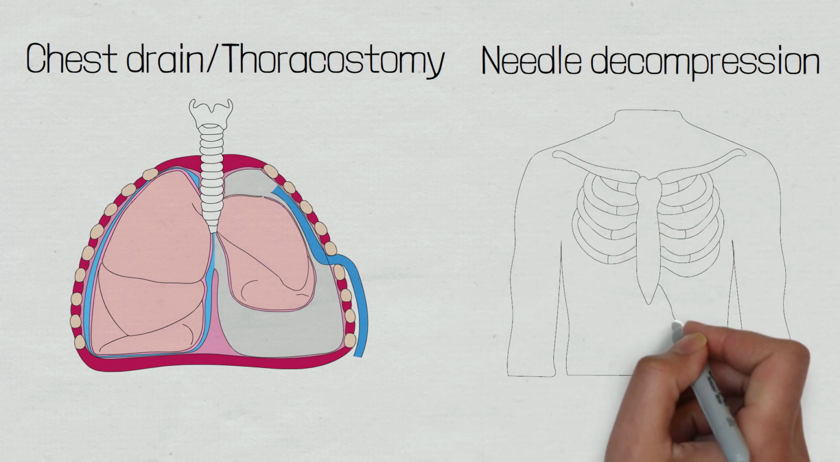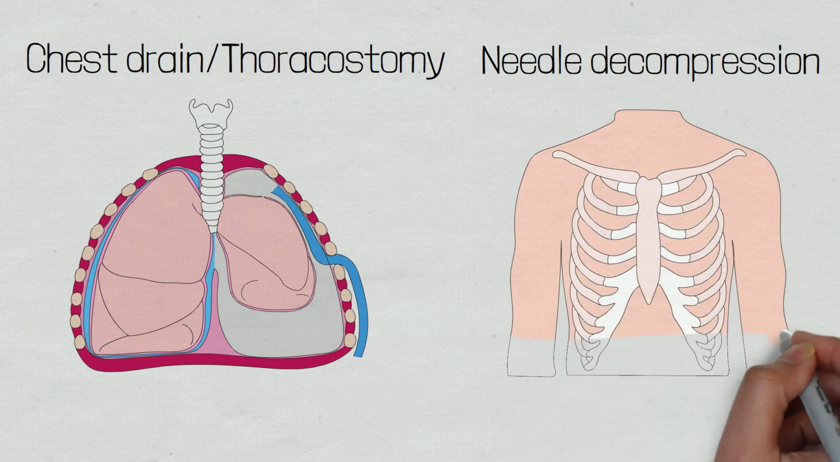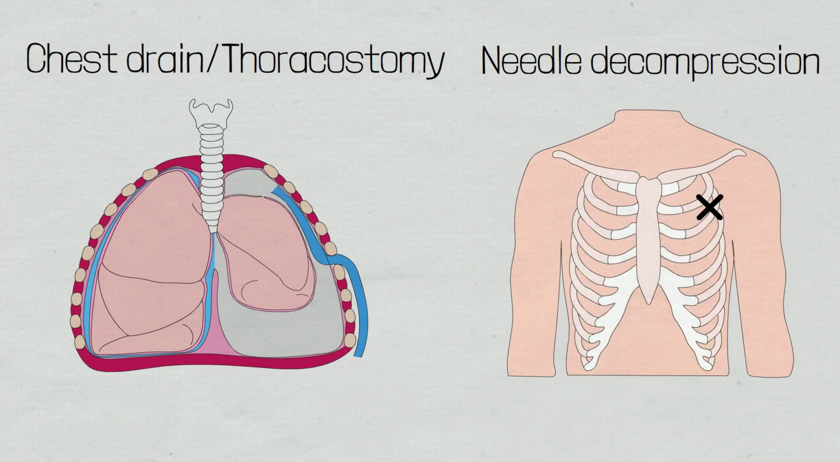This involves inserting a large bore cannula into the second intercostal space, mid-clavicular line, or fifth intercostal space, mid-axillary line, on the side of the suspected tension pneumothorax. The needle is inserted on the superior border of the third rib, if using the second intercostal space, or the superior border of the sixth rib, if using the fifth intercostal space, which avoids the nerve and vascular plexus that travels along the inferior borders. This will allow air to escape and reduce the pressure accumulating in the pleural cavity.